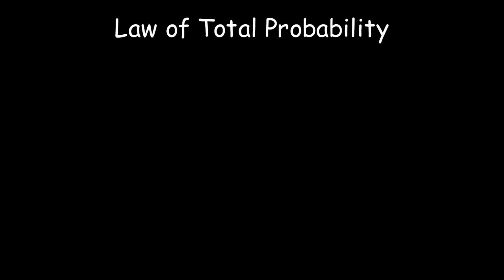The law of total probability provides a way to compute the total probability of an event based on conditional probabilities and the probabilities of other related events. It can be used to decompose complicated probability problems into simpler pieces and is often used in conjunction with Bayes' theorem.